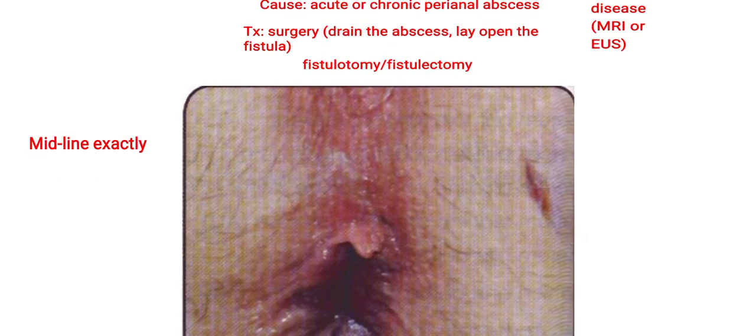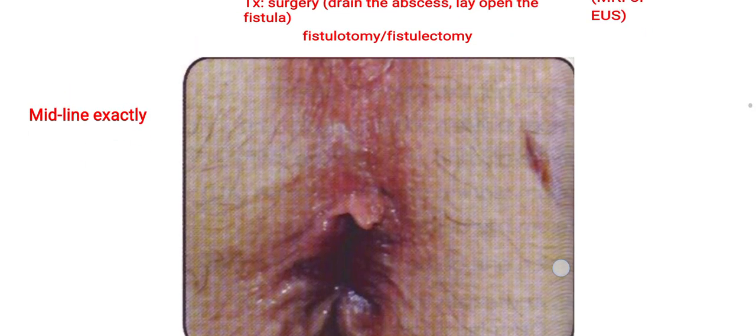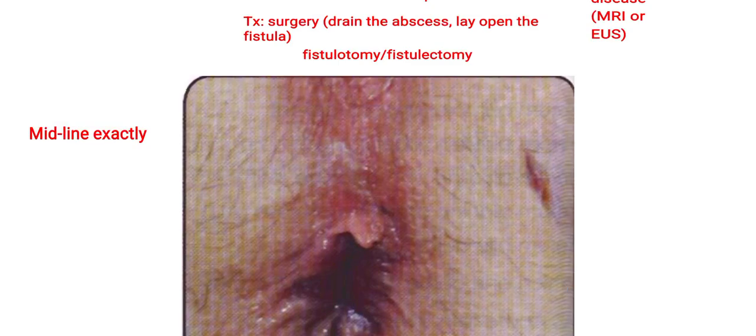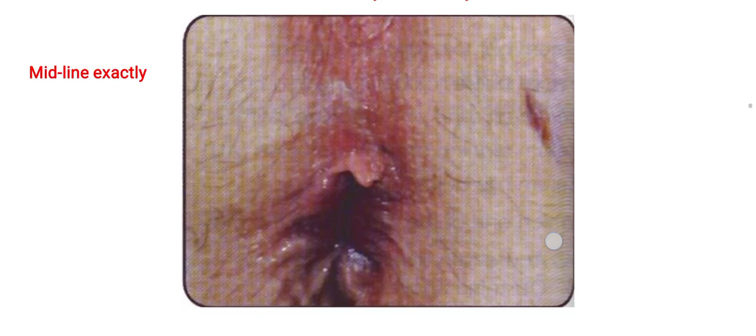In treatment, surgery: drain the abscess and lay open the fistula, or fistulectomy or fistulotomy. We have to go for the treatment of the anal fistula. So this is the case of anal fistula.